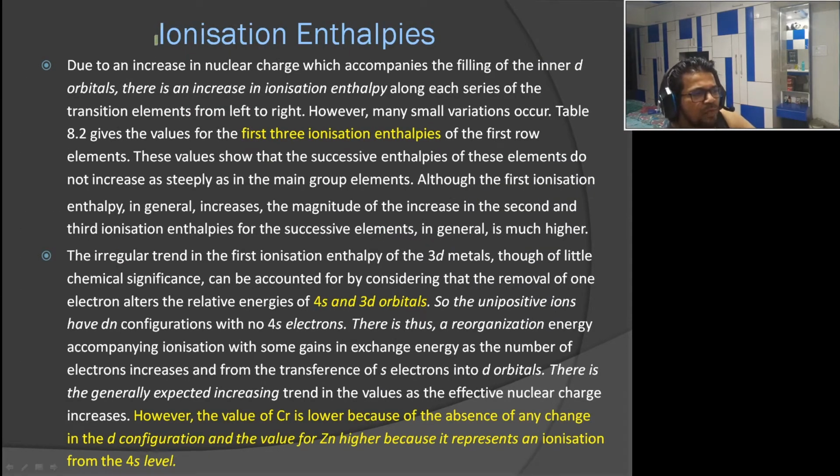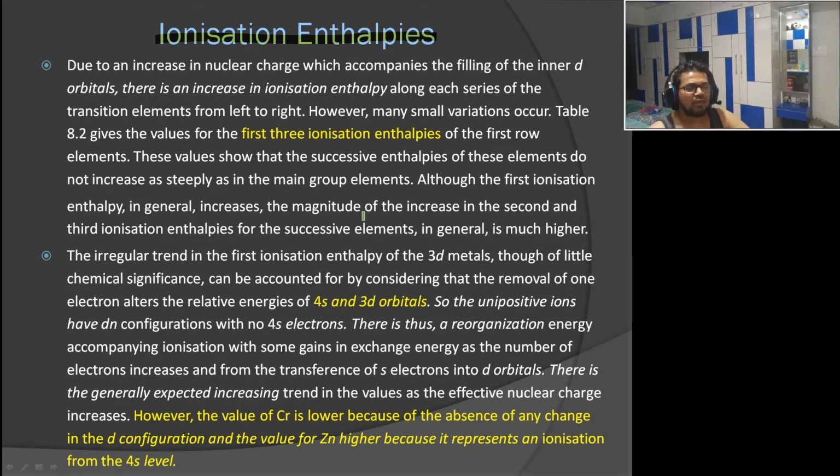Next comes, people, a trend, that is ionization enthalpy. We all know what ionization enthalpy is: the amount of energy which is supplied to remove the most loosely bonded electron. So we will have different IEs here, IE1, IE2, IE3, the energy supplied to remove the first, second or third electron.